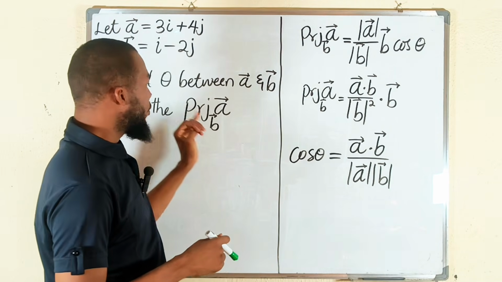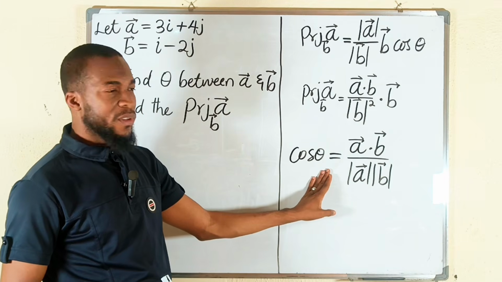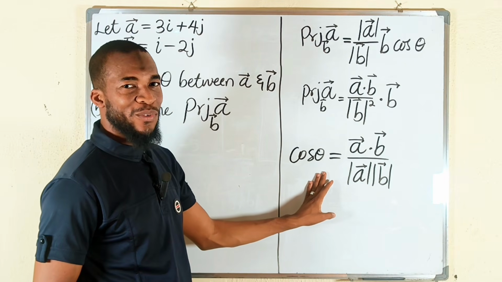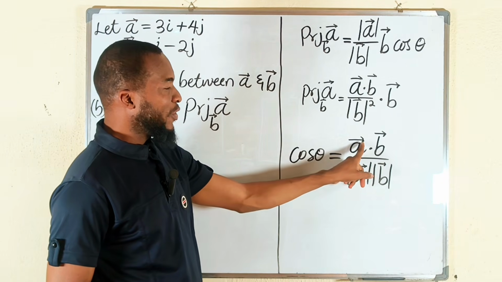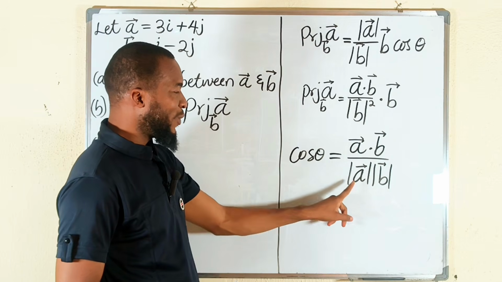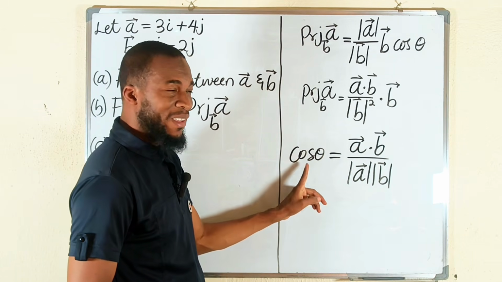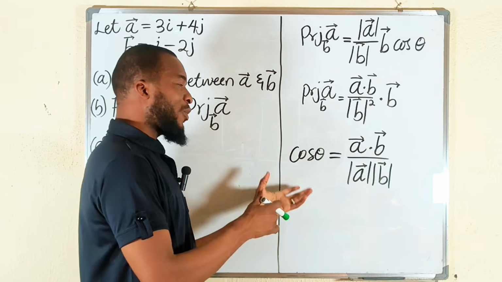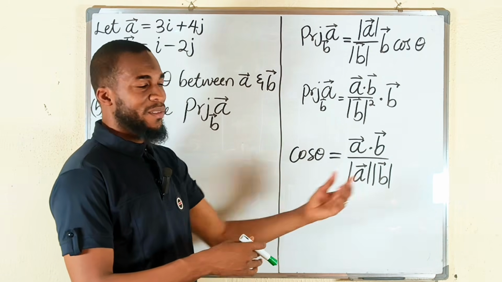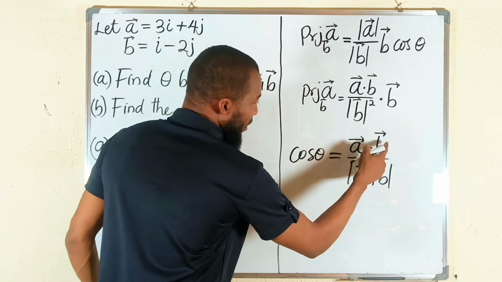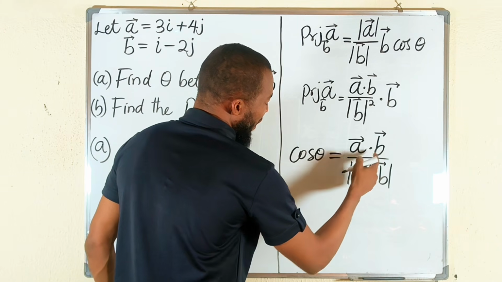To find the angle between two vectors, you can always use this formula. Remember, this formula is used to find the dot product. The dot product between A and B is equal to the magnitude of A times the magnitude of B times cosine of theta. So if you make cosine of theta the subject, you have this. So we need to find the dot product between A and B.